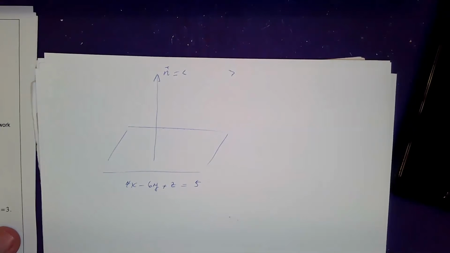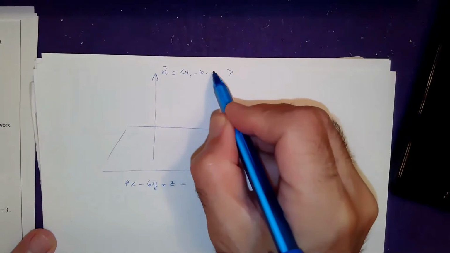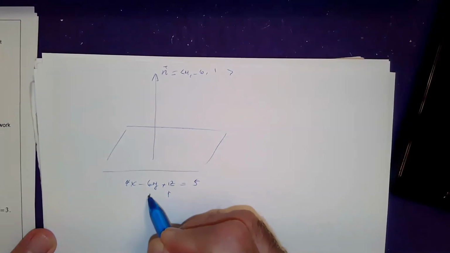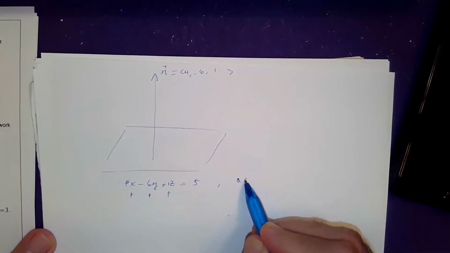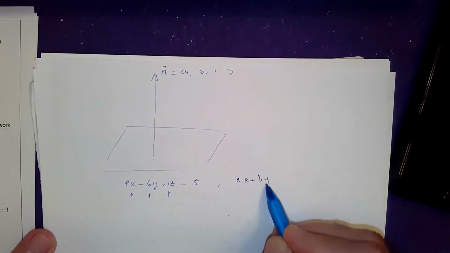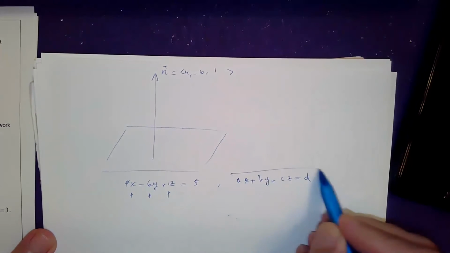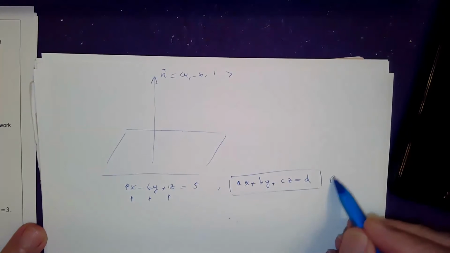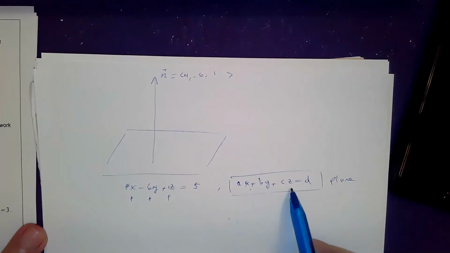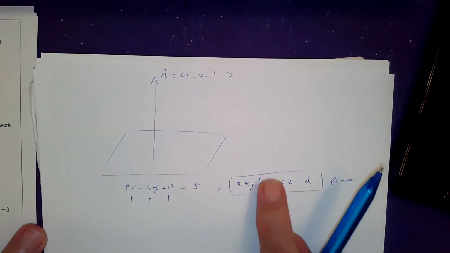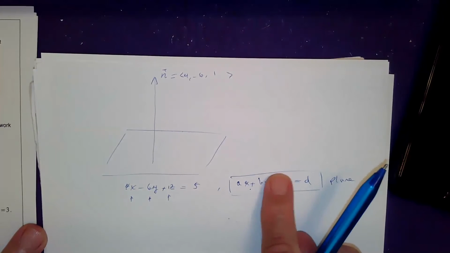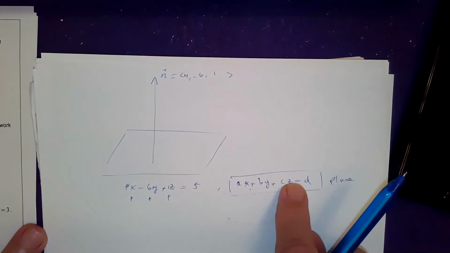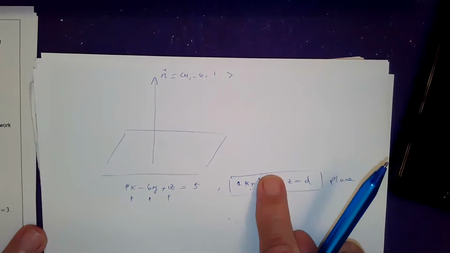Anyone? Would it be 4, negative 6, 1? Absolutely, 4, negative 6, 1. You know the coefficients of x, y, and z if the equation happens to be in standard form. Remember, any linear equation in 1, 2, or 3 variables in space is the equation of a plane. Whether you have all 3 variables in the equation, or 2 of them, or just 1 of them, even if 2 of these are not there, you still have a plane.